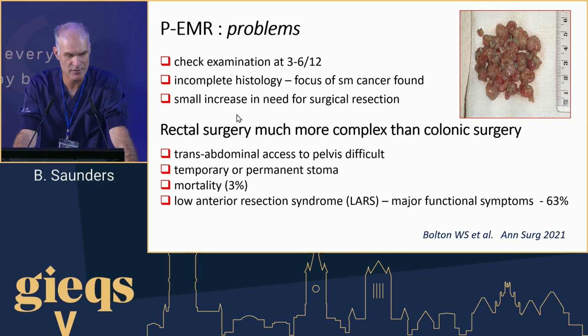Surgery in the proximal colon is not perhaps such an issue, because with robotic surgery it's more straightforward. But in the rectum, it's a major problem. Transabdominal access to the pelvis is difficult. Patients may end up with a temporary or permanent stoma, which is a major issue for the patient. There is a mortality associated with that surgery, particularly in our older comorbid patients. And the functional outcomes after surgery are not always good. In fact, studies show that low anterior resection syndrome, where they get major functional symptoms, occurs in about 63% with a low anterior resection from the rectum.